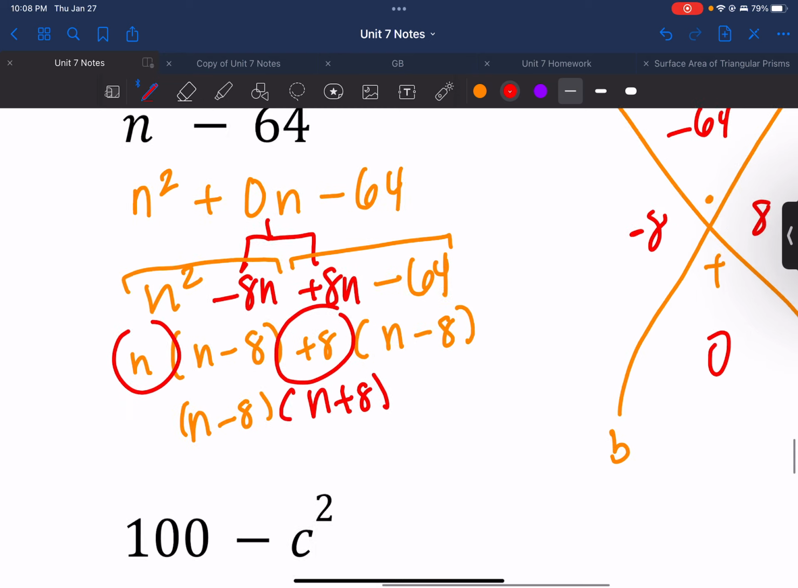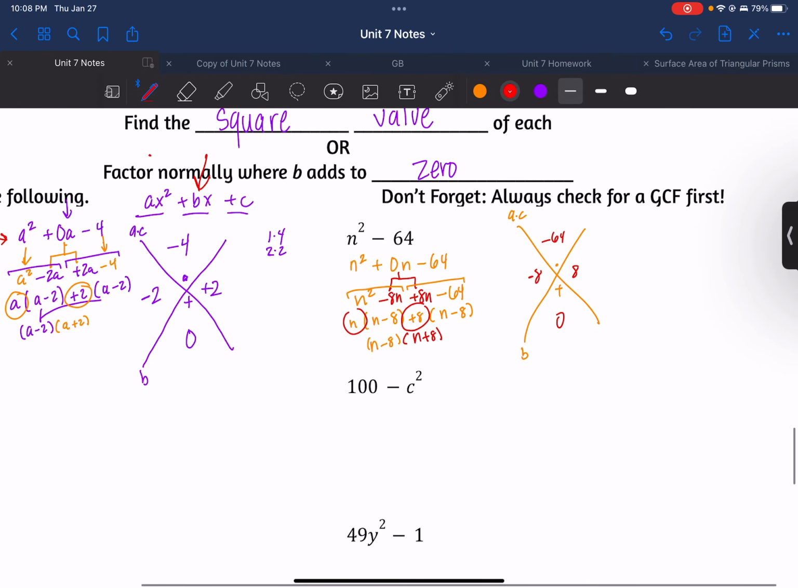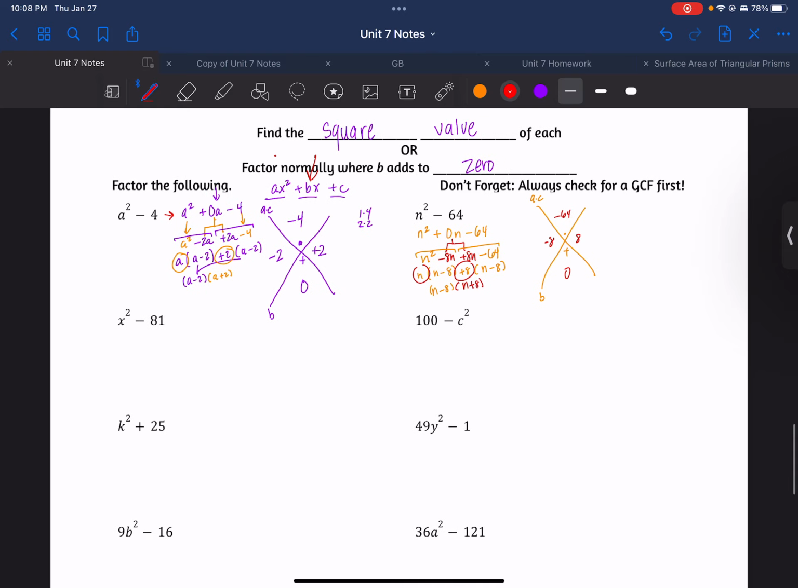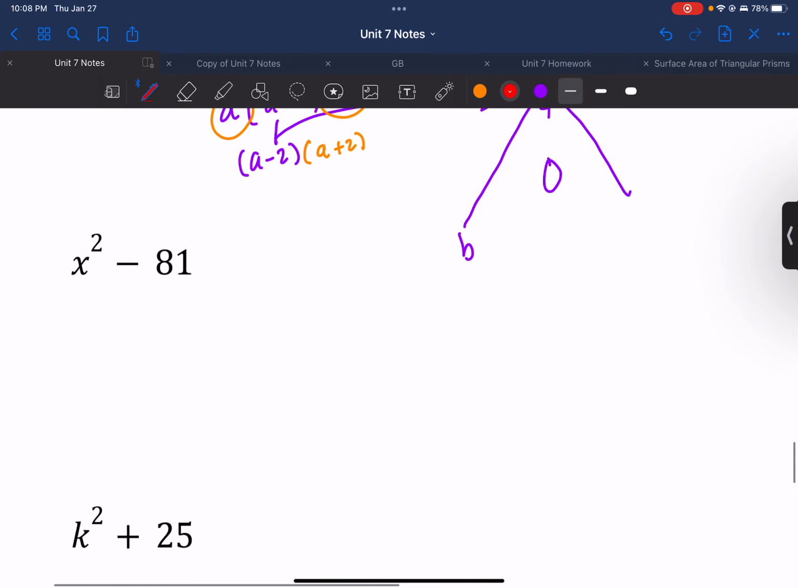That's it. All right, so I'll do one more example for you guys, and then I'm going to show you the shortcut way that's even faster, okay? The shortcut way. Let's just do this next one.